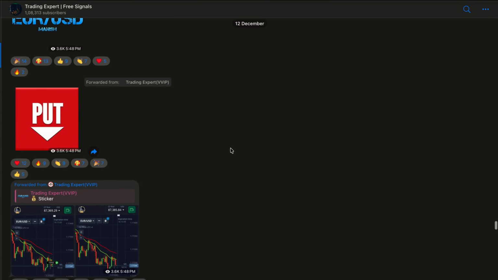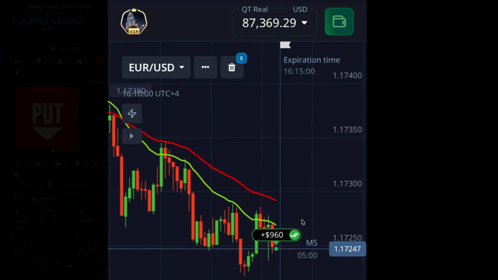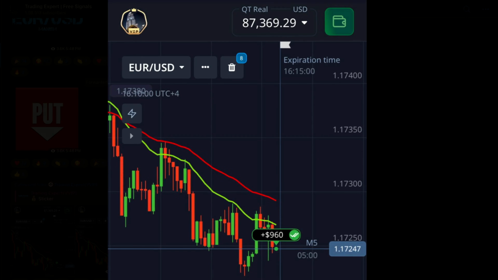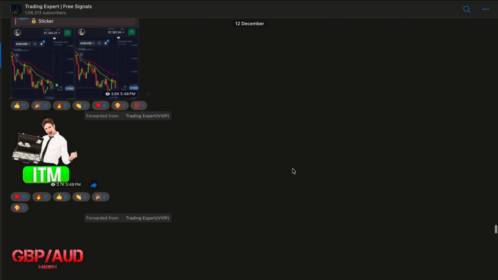Euro USD 5 minutes put. Again a very good win. In this there was resistance level. Here you can see a clear resistance level. The price rejected from this zone, plus the moving average was also there and the downtrend was also there. There was 3 confirmations straight away for a downside trade. We took this trade at the moving average for downside and we won it. Like 3 confirmations, a very good trade, amazing win also.